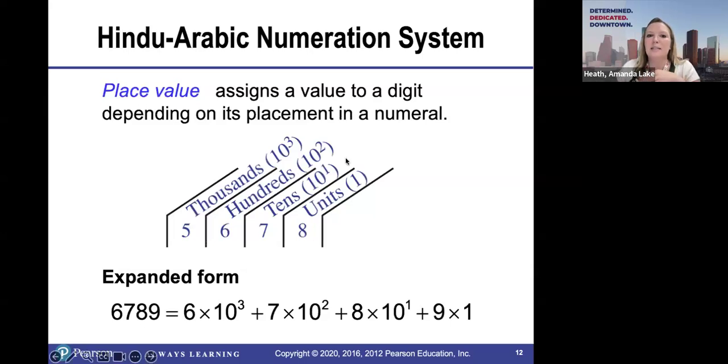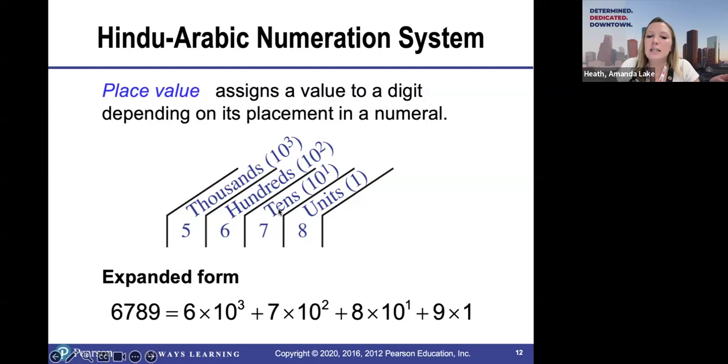So place value assigns a value to the digit depending on its placement in the numeral. So when we read numbers, the leftmost digit tells us the largest place value, the rightmost digit tells us the smallest place value. If we don't have any decimal values, then the rightmost is our units, then to the left is tens, hundreds, thousands. You can notice that every number is representing a one larger power of 10 as we move to the left. So units is really 10 to the 0 power because anything to the 0 is equal to 1.